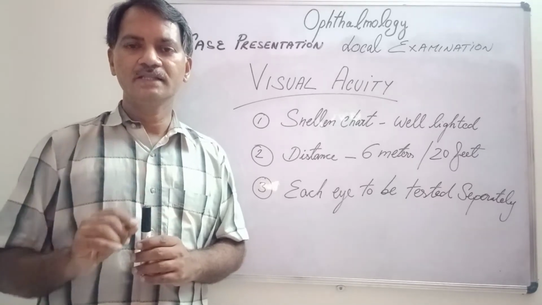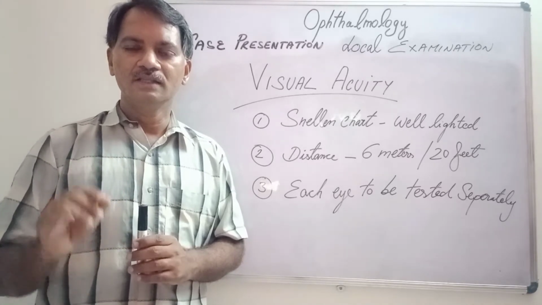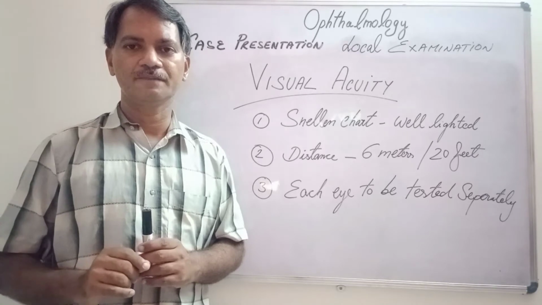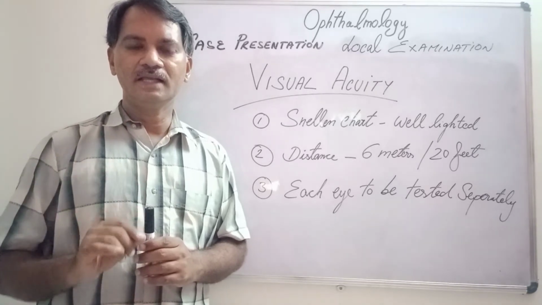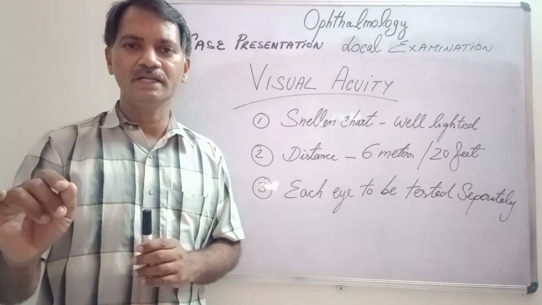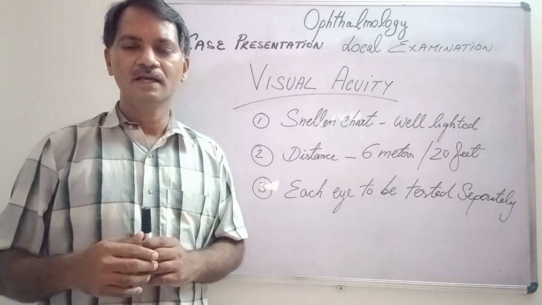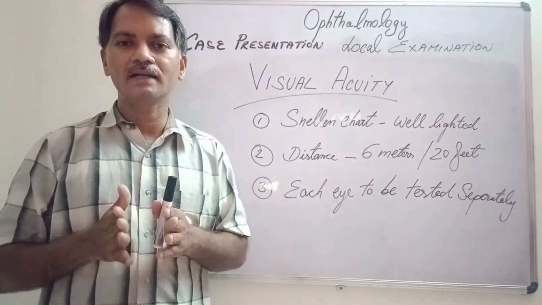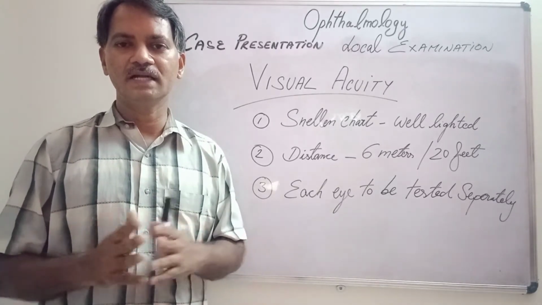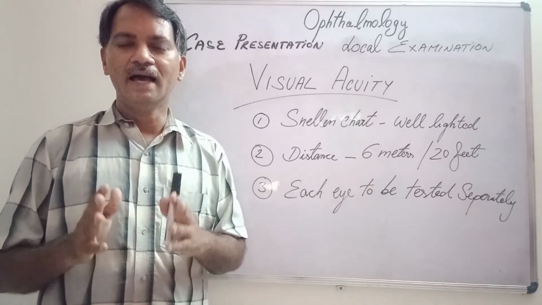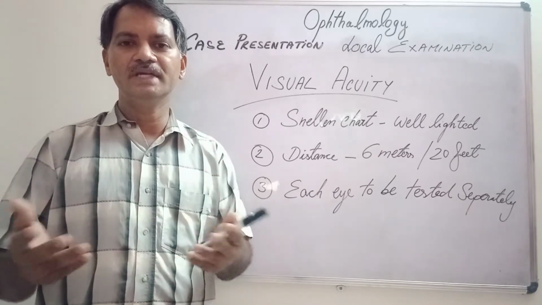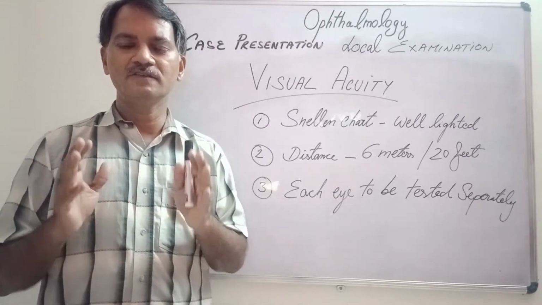You should be asking the question, why is this 6 meters taken for testing the visual acuity? Any light emerging from any object that is at a distance of 6 meters or more will be traveling in a parallel direction. They will not be divergent or convergent. The eye need not make an extra effort to see the objects. So the eyes will be relaxed.